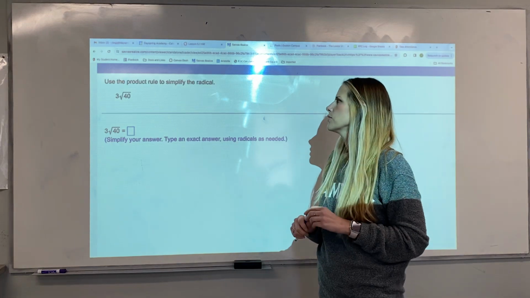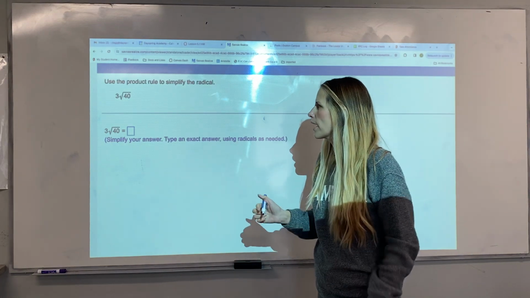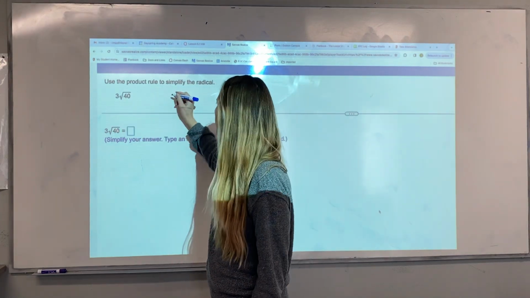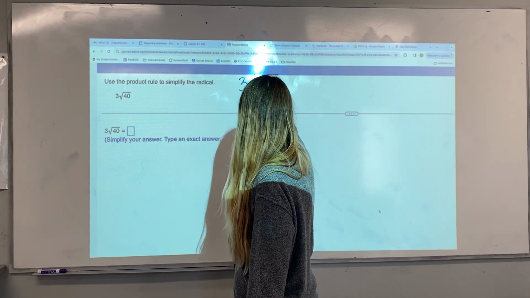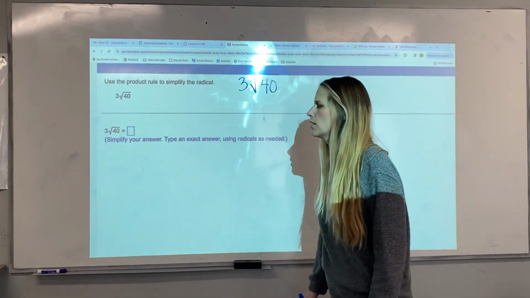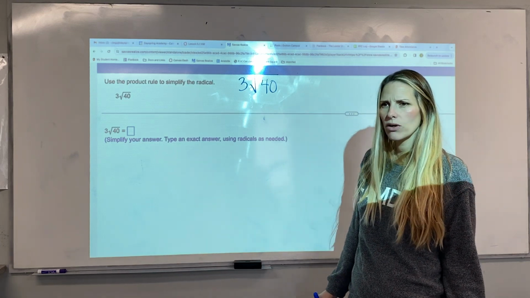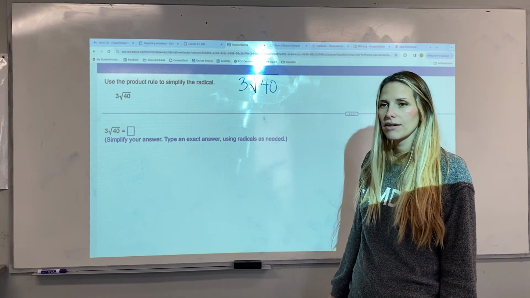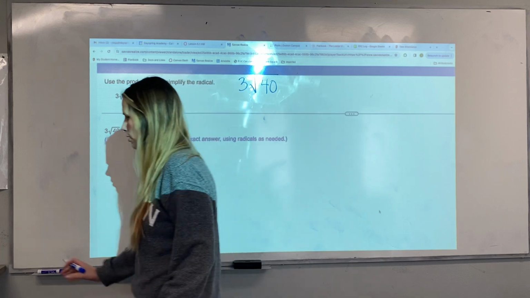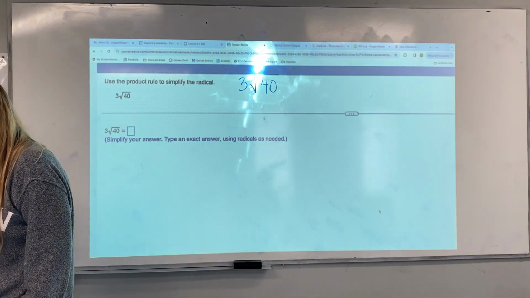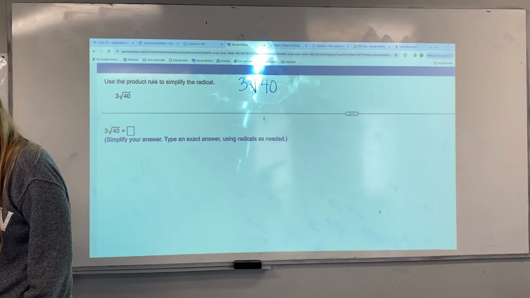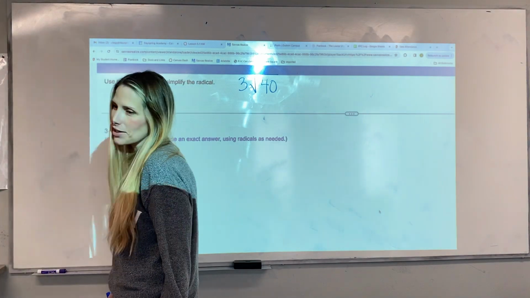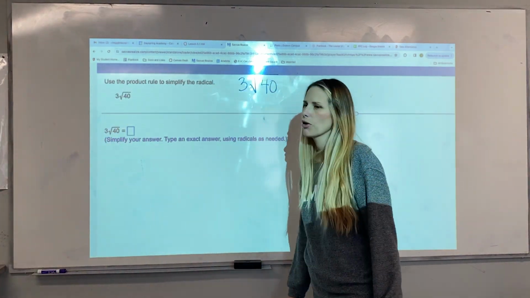Use the product rule to simplify the radical. Okay, so we have a 3 on the outside. That's not being square rooted or cube rooted or anything like that. But then we have the square root of 40. Is 40 a perfect square? Can we get a whole number by square rooting it? If you're ever not sure, just put it in your calculator. 40, and then hit the square root button. It's an even number. I know you're thinking, well, it can be divided by 2, but that's just an even number. That has nothing to do with perfect squares.